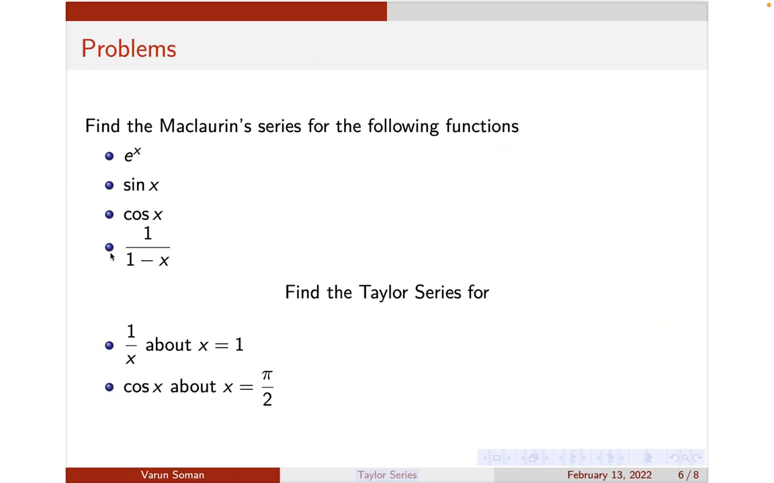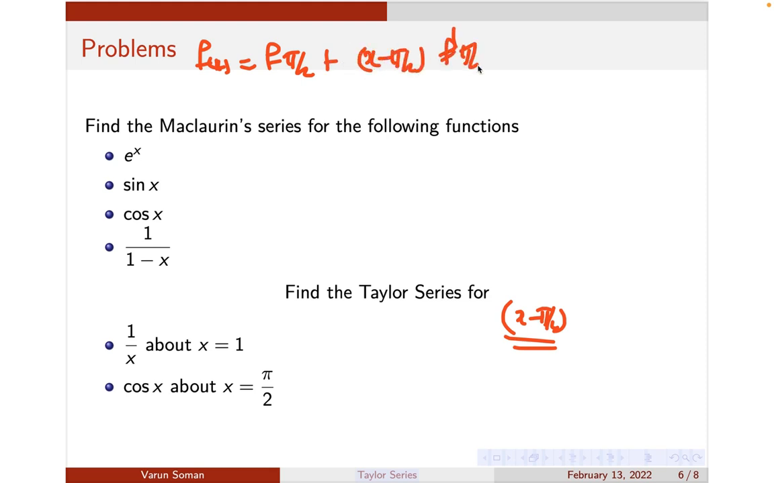Next I'll give you homework also. Try to expand cos x about x is equal to pi by 2. That means you should get cos x in powers of x minus pi by 2. Same thing only. Write down the formula. What's the formula? f of x is equal to f of pi by 2 plus x minus pi by 2 into f dash of pi by 2, plus x minus pi by 2 the whole square by 2 factorial into f double dash of pi by 2, plus etc. So your f of x is cos x.